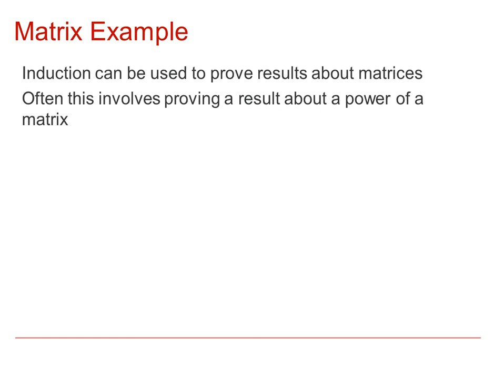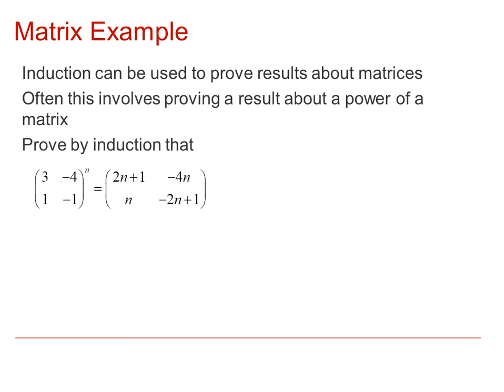Usually when we're looking at this sort of question, it will be involving a matrix to the power n. So for example, we might be asked to prove by induction that the matrix (3, -4; 1, -1) to the power n is equal to the given result (2n+1, -4n; n, -2n+1).